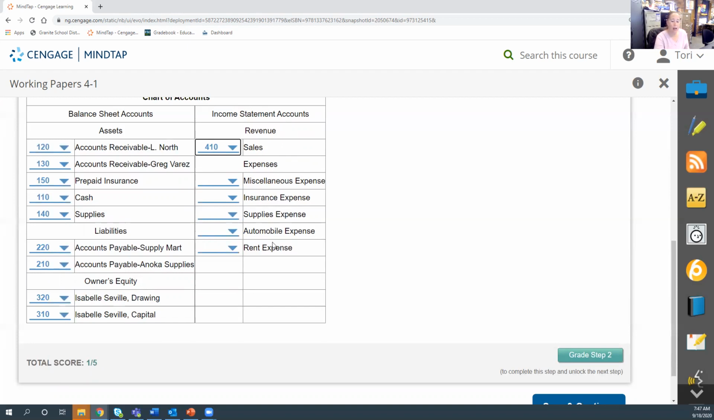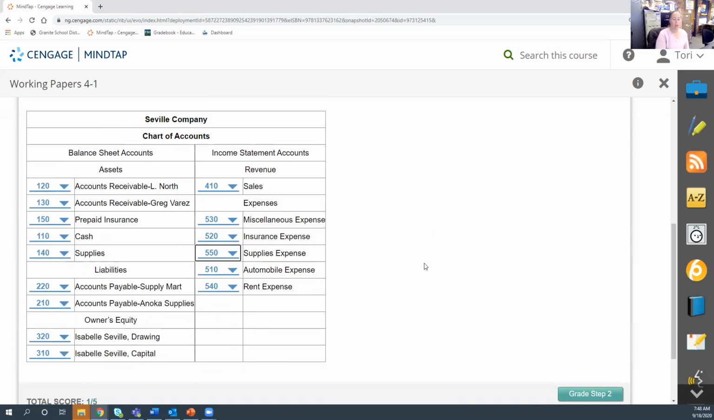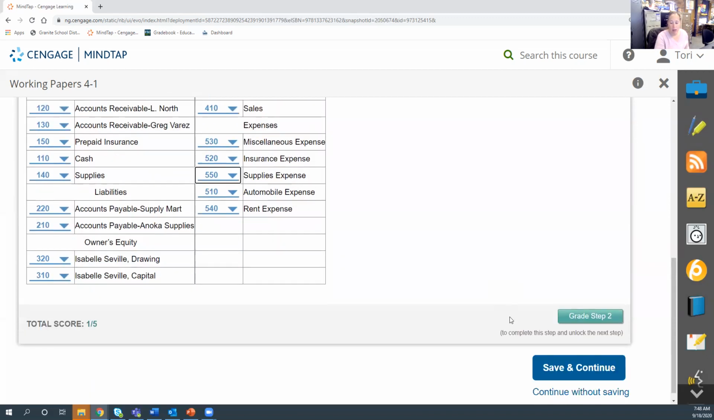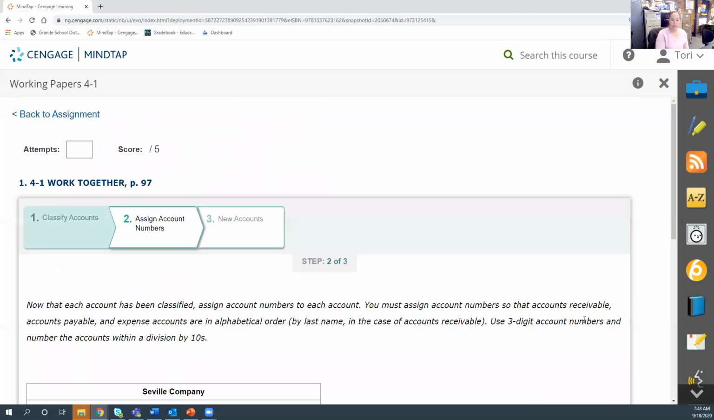Expenses, we're just going to go alphabetical, so get to know your ABCs, right? So automotive is first, so that's going to be 510. And then insurance is going to be 520. Miscellaneous is going to be 530. And then rent expense will be 540. And supplies will be 550 into expenses. Okay, so this is what's called the chart of accounts. Okay, we'll go to the next step.